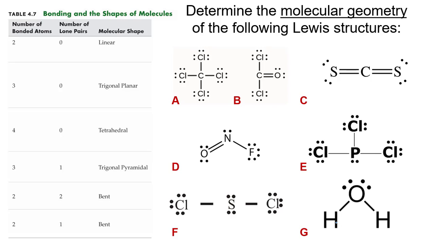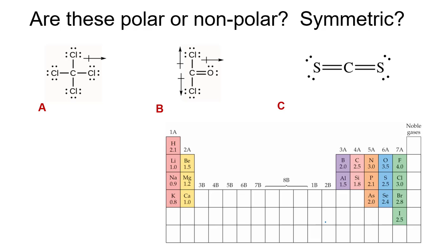All right, more practice. I want you to pause the video, determine the molecular geometry of each of the following Lewis structures, and then we're going to do one by one and determine their dipoles and their molecular polarity. So do that first. Determine their molecular geometry and then draw their dipoles. You should have gotten tetrahedral, trigonal planar for B, linear for C, bent for D, trigonal pyramidal for E, bent for F, and bent for G. Now let's draw our dipoles.